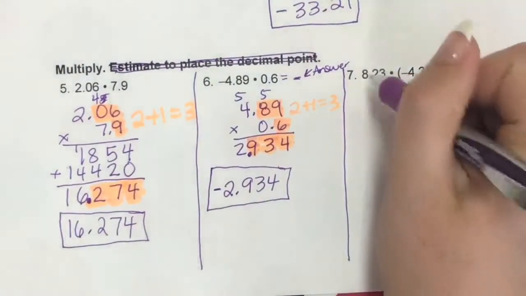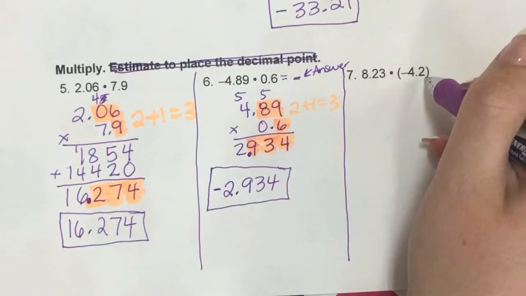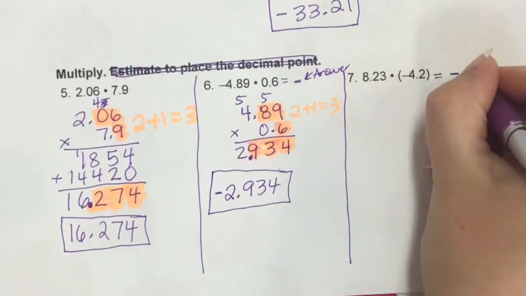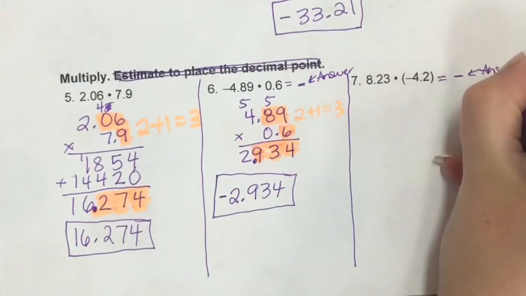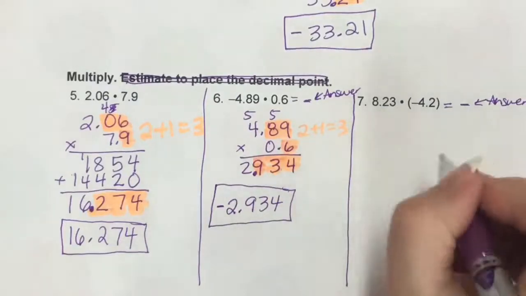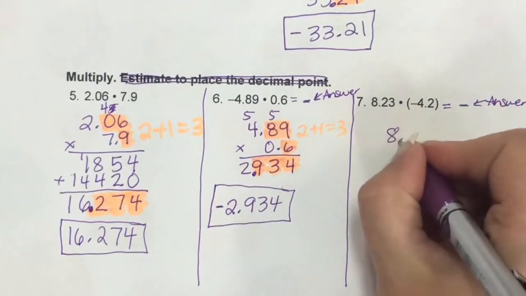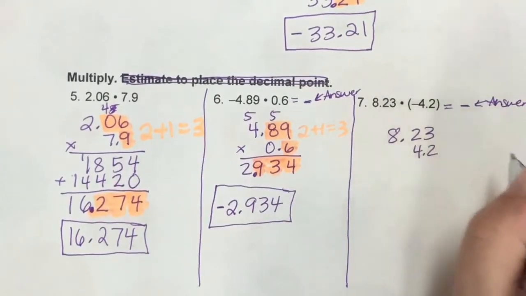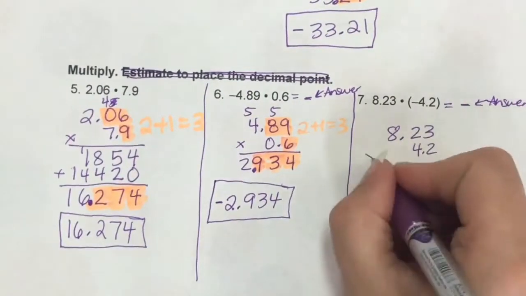So we have a positive multiplied by a negative number again. So a positive times a negative is going to be a negative. So that's what our answer is. We need to remember that. Our answer is going to be negative. Okay? And then we're just going to do the multiplication. So we're going to write the problems down. 8.23 and 4.2. And then we multiply.